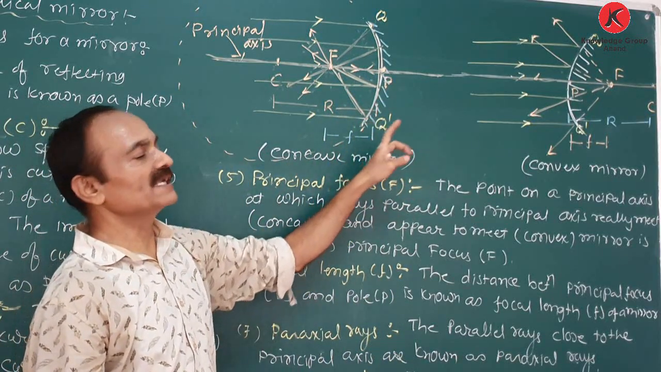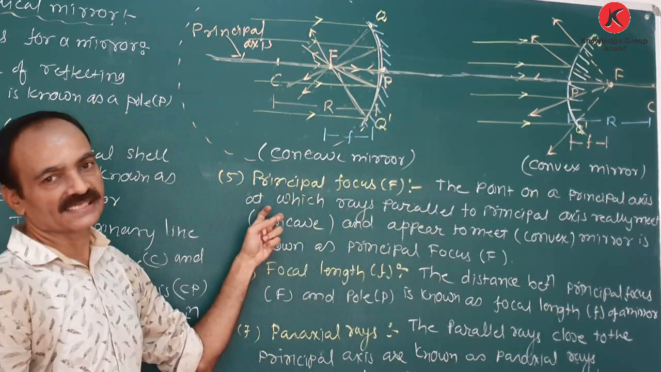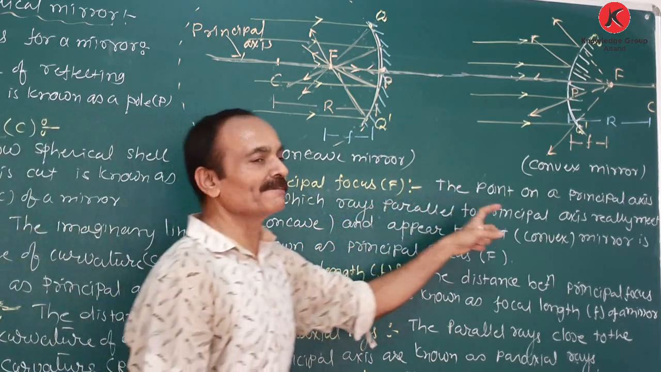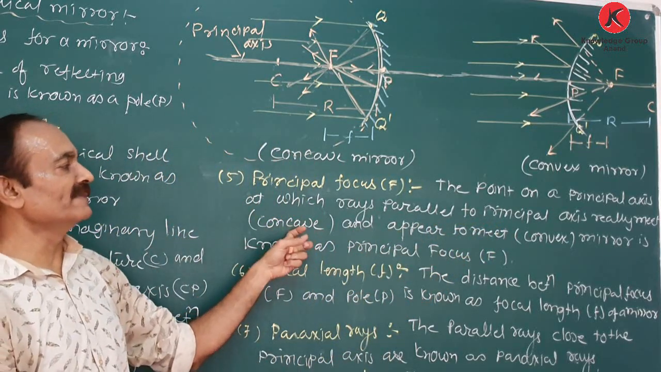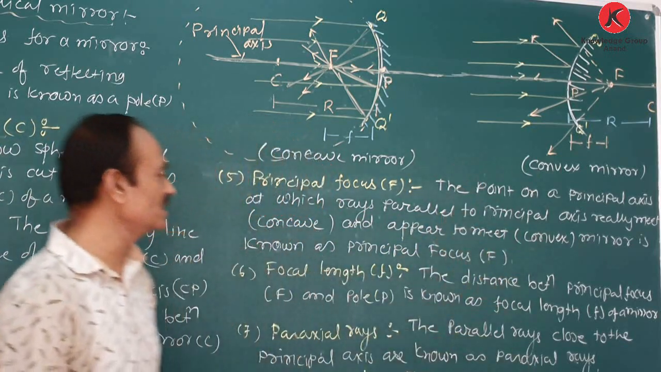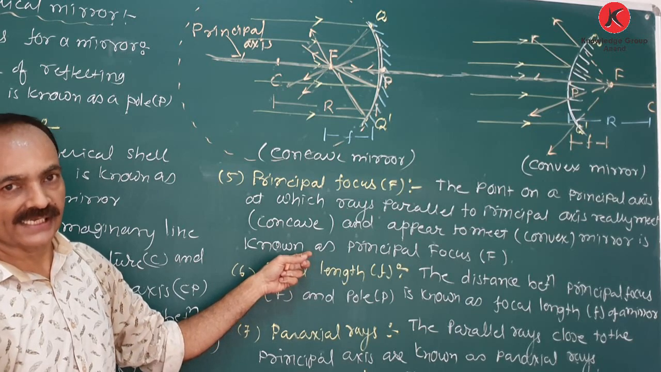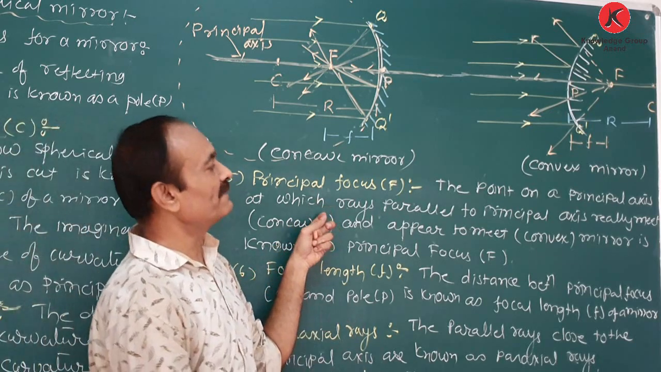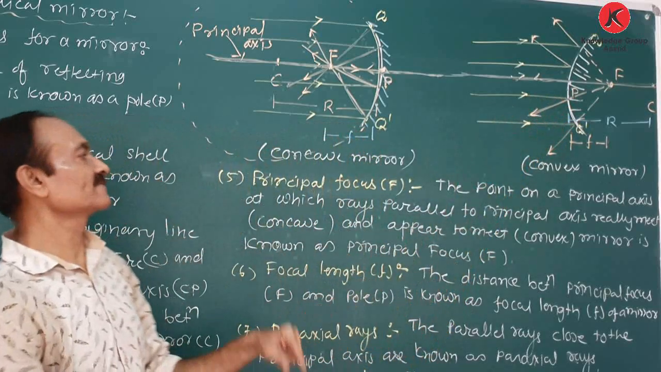Therefore, the combined definition for both mirrors is that the point on the principal axis at which the rays parallel to the principal axis really meet in case of a concave mirror, and appear to meet in case of a convex mirror, is known as the principal focus. Clear there? Okay, again we repeat what F is in both cases, quite different.